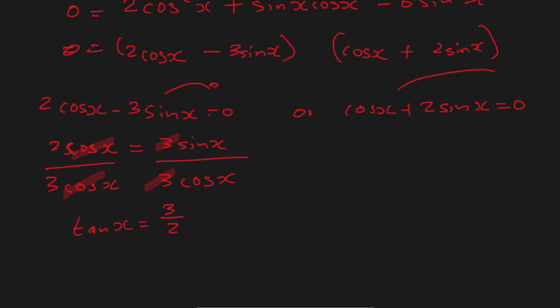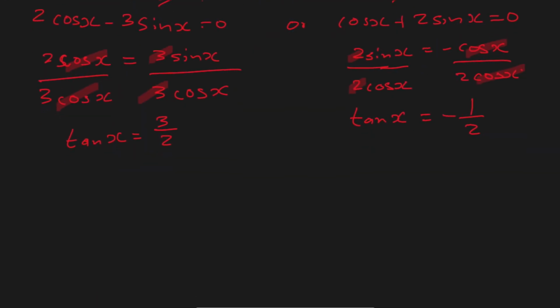And then on this other solution, we can transpose that to the other side. So we're going to have now 2 sine x equals negative cos x. And then we can do the very same thing. We can divide both sides by 2 cos x. So now what are we going to have? This will cancel with that, and this will cancel with that. So we're going to have sine over cos, which will give us a what? A tangent of x being equal to negative 1 over 2. So these are part of the solutions that we have.